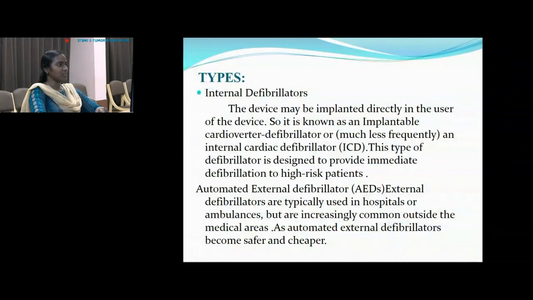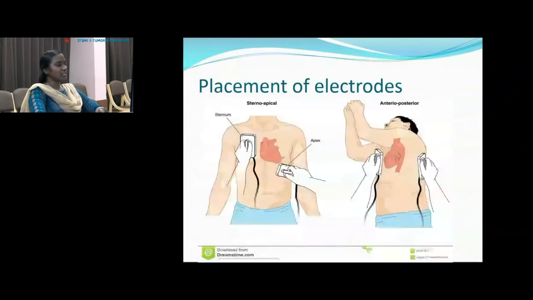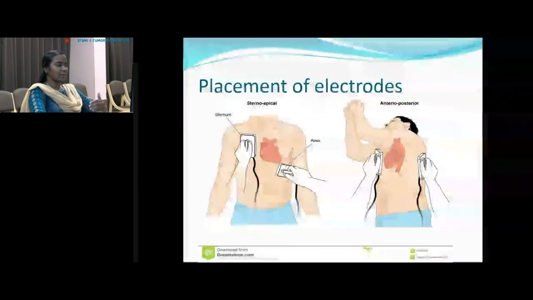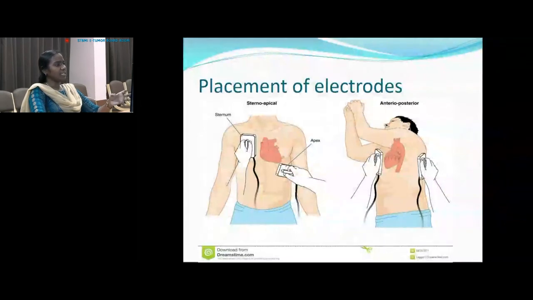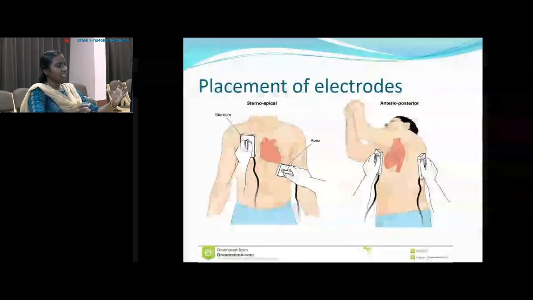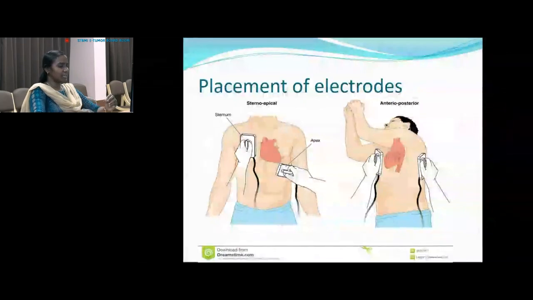And regarding electrodes, there are monophasic defibrillators and biphasic defibrillators. In monophasic defibrillators, the current flows in one direction. In biphasic defibrillators, the electric current flows in both directions, in the opposite direction as well.